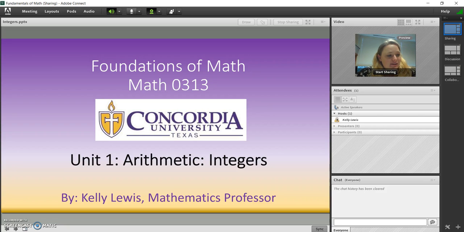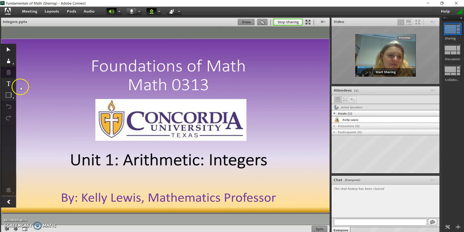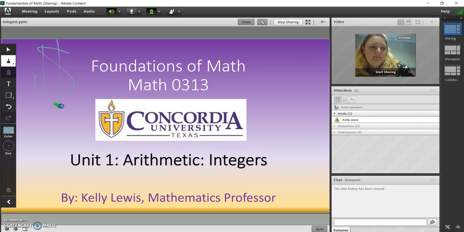Okay, guys, let's talk about integers. The absolute best way to think of an integer is money, money, money, money. All right, let me show you why.